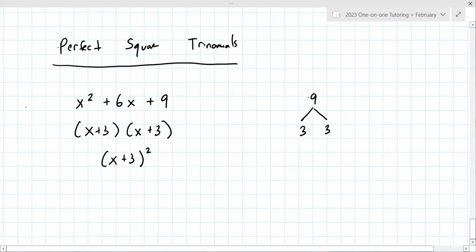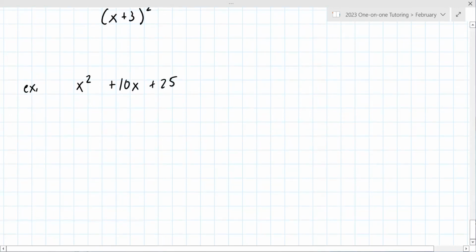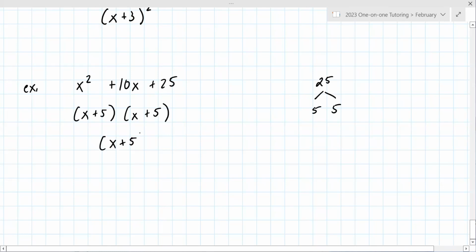All right, so that's an example. Here's another example. Let's say it's x squared plus 10x plus 25. The two numbers that multiply to 25 but add to 10 are 5 and 5. So this becomes x plus 5, x plus 5, or x plus 5 squared.